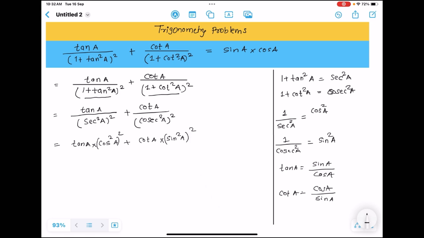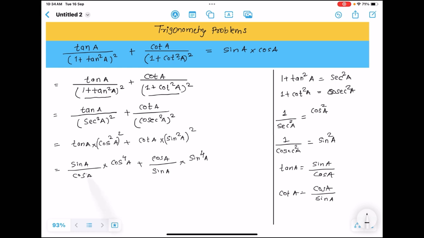Now what is tan A? Tan A is sin A upon cos A. And what is cot A? Cot A is cos A upon sin A. Let's replace the values of tan A and cot A in this equation. What we will get is sin A upon cos A into cos raised to 4A, since cos square A whole square becomes cos raised to 4A, plus cos A upon sin A into sin raised to 4A.